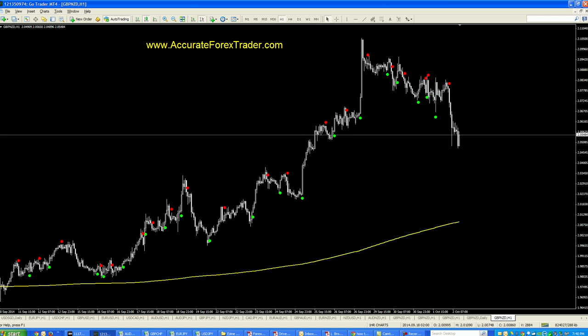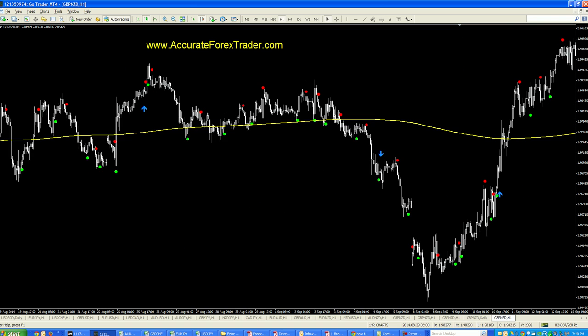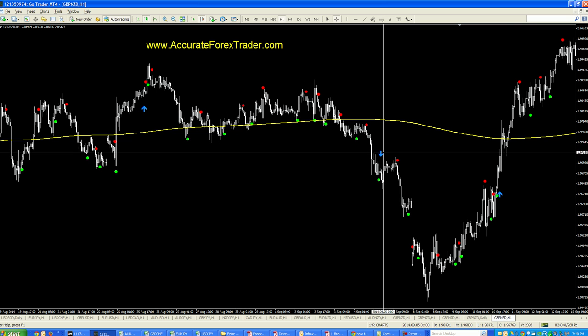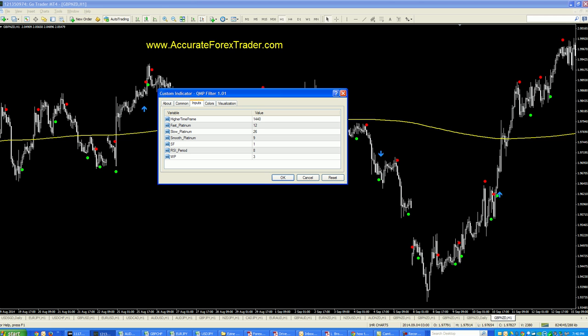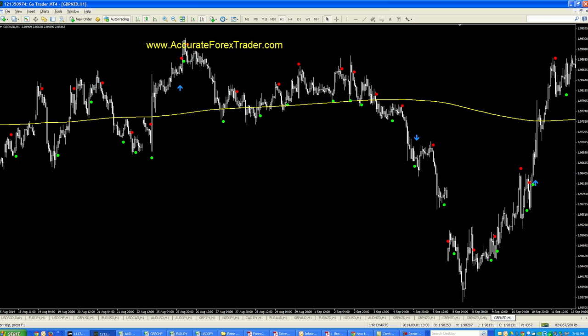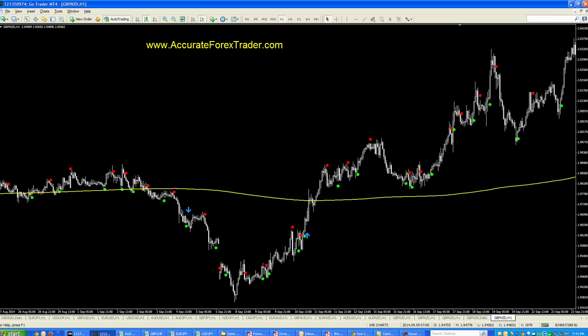I'll give you an example. See these blue arrows? That's the daily signal. If I go into this indicator, it's called a QMP filter 101. The higher time frame is 1440, which is the daily, and it's just the same settings on the same two indicators. Basically that's the daily when it's gone short, so it would have been taken short, short, short, short, short, and here we have that long.